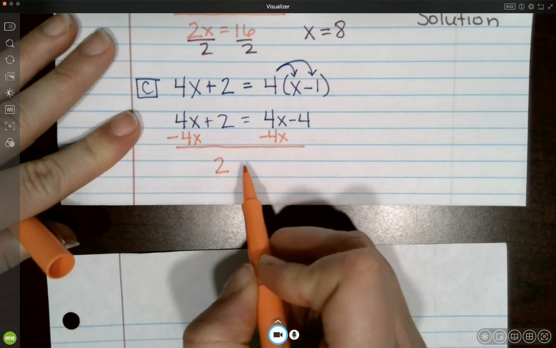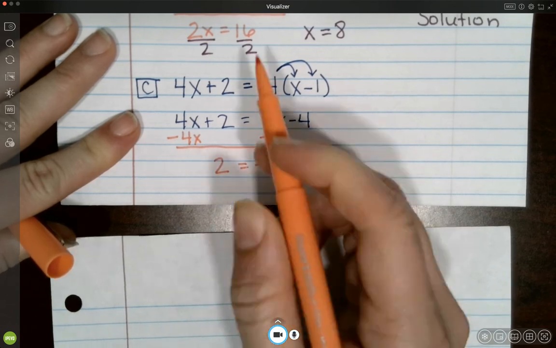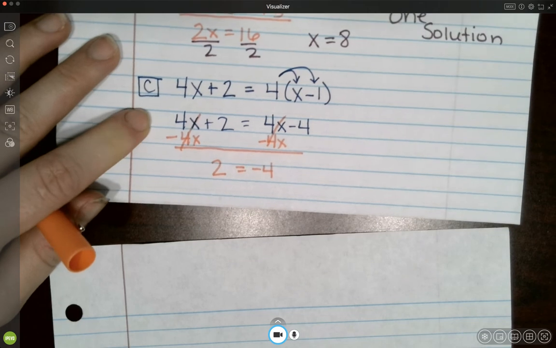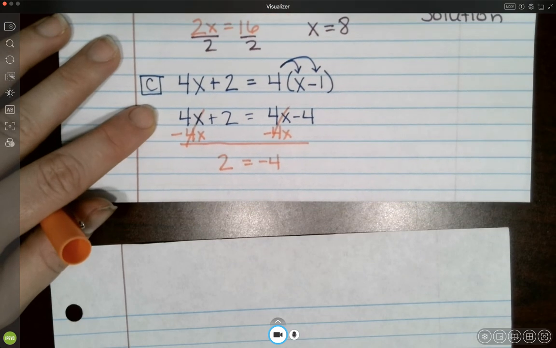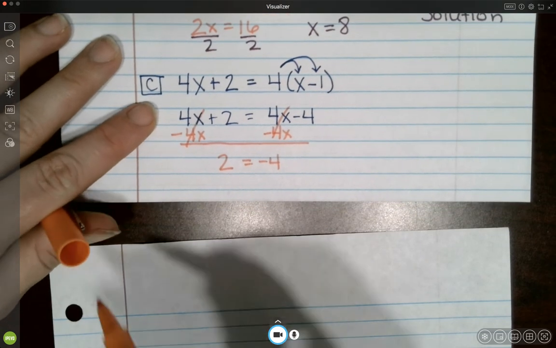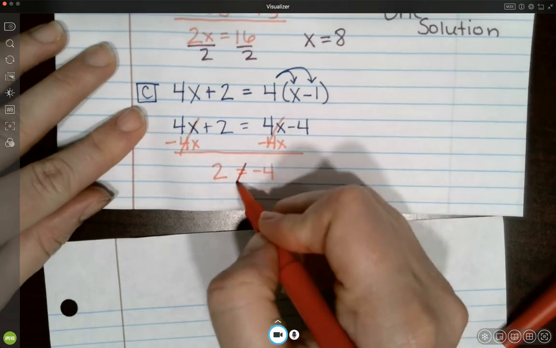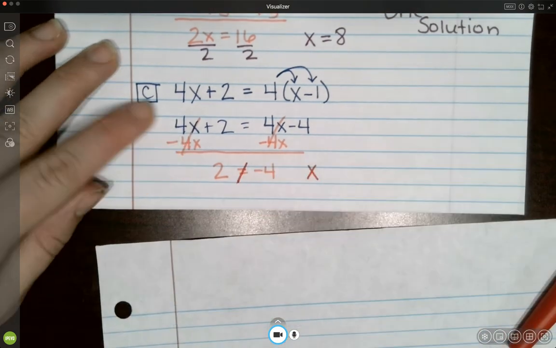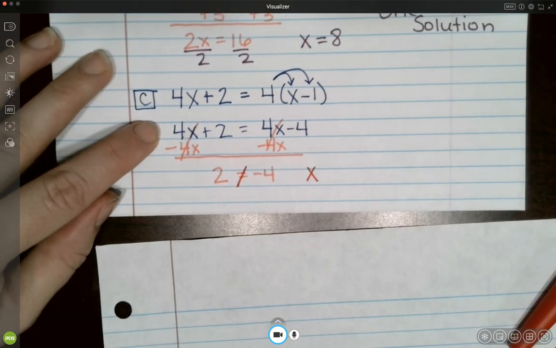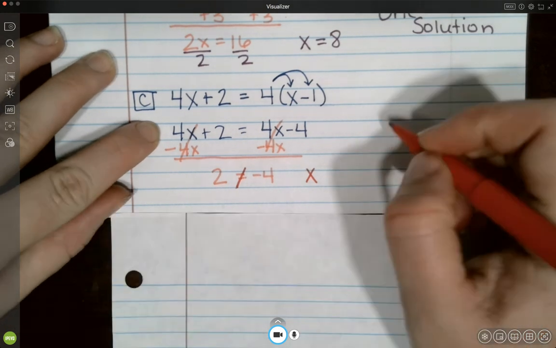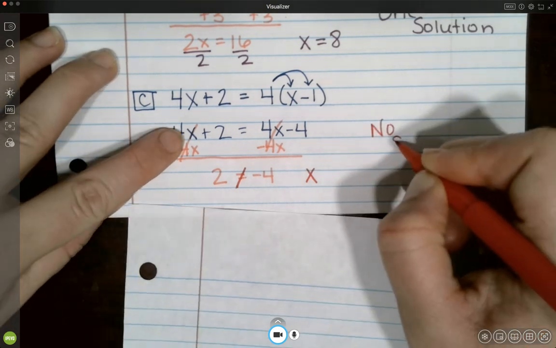leaving us 2 equals negative 4. Now, when you read that, do you agree or disagree? Does 2, in fact, equal negative 4? And that is false. These do not equal each other. Therefore, there is no solution. There is no answer that would make this statement true.